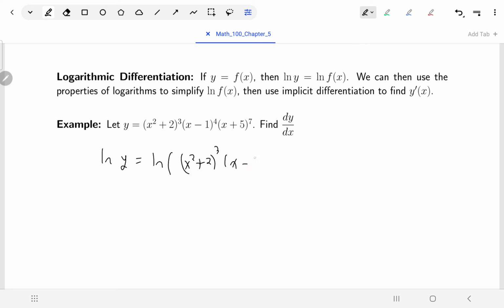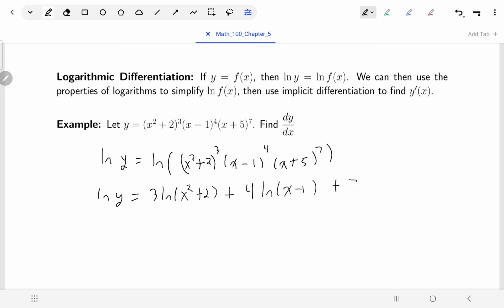So I can say that I'll have on the right side now three logs added together with powers taken down in front. So I can say that natural log of y is 3 natural log of (x squared plus 2), plus 4 natural log of (x minus 1), and then plus 7 natural log of (x plus 5).